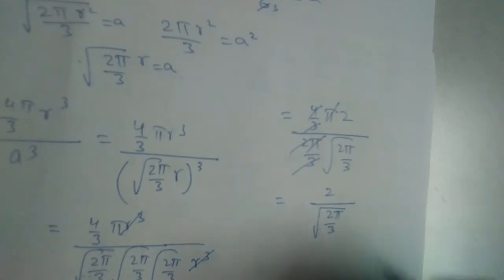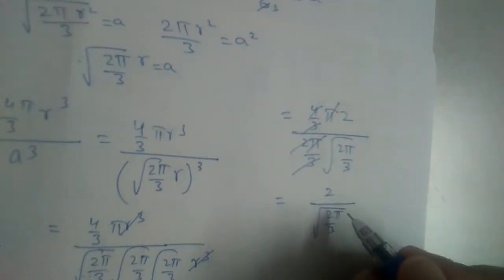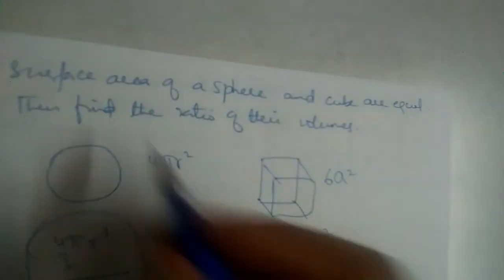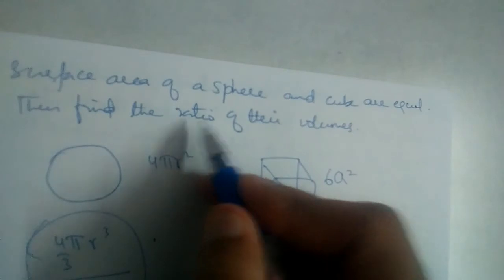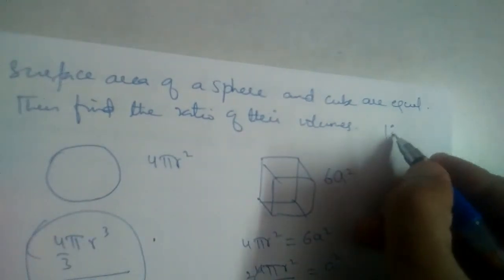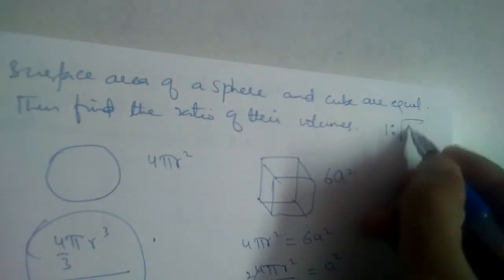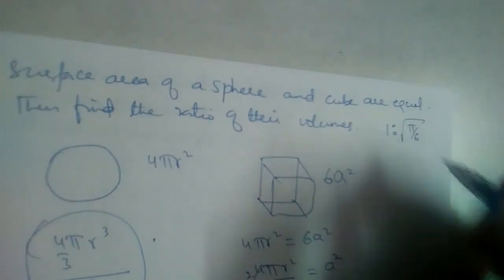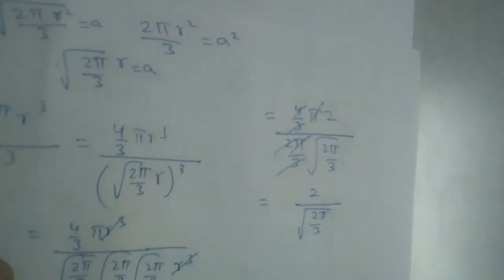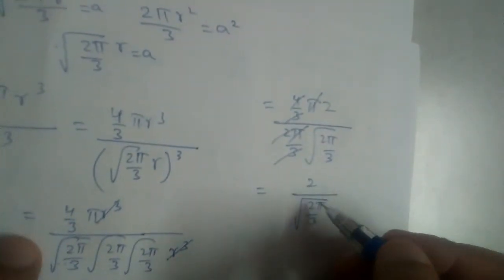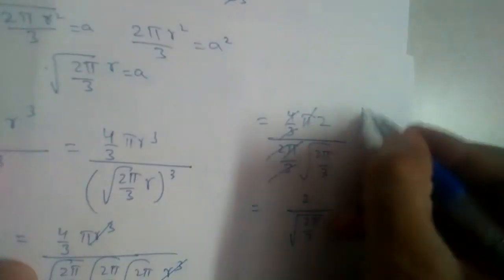Okay. Now, see, in some books, this question is given like this. Surface area of sphere and cube are equal. Then show that the ratio of their volumes is equal to 1 is to root pi by 6. We'll get this answer. Okay. That one and this one, both are same. Let us see how to get 1 is to root pi by 6 from here.